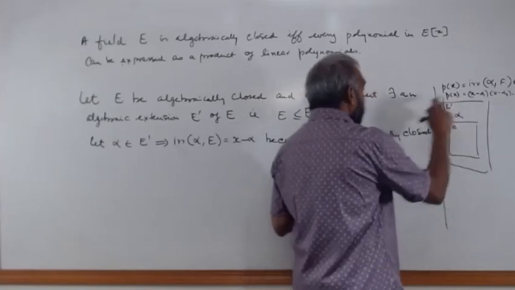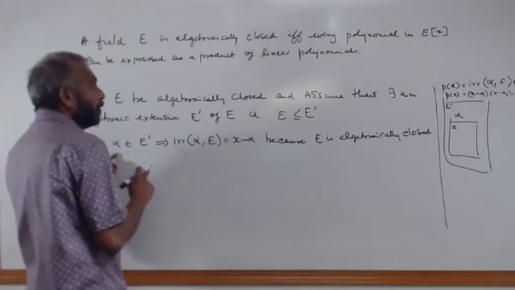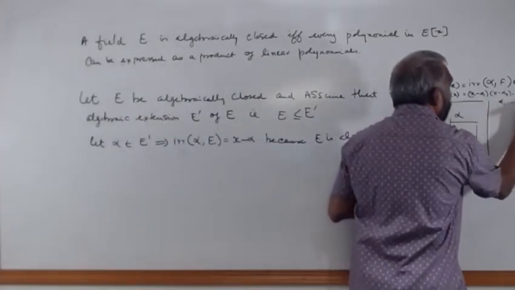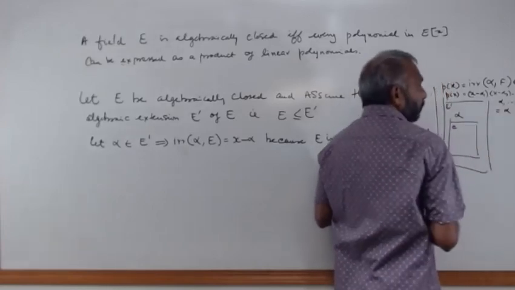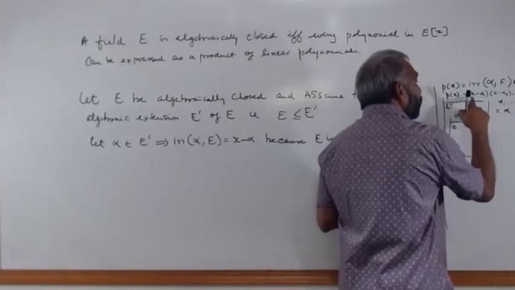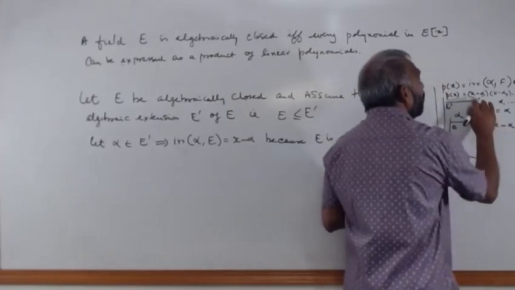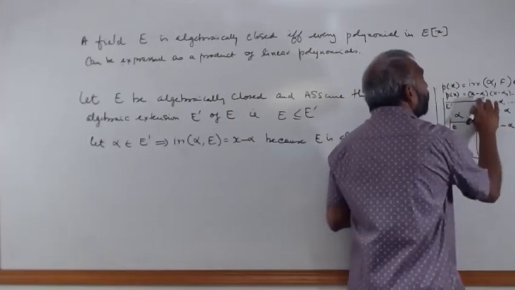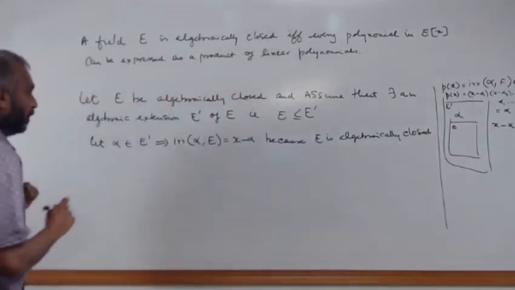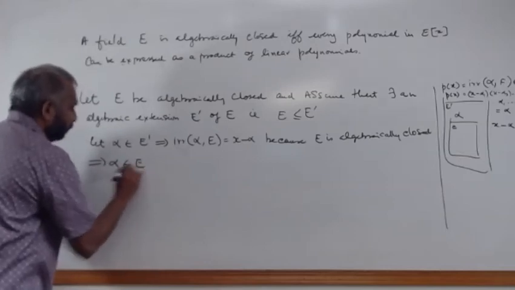But alpha is a 0 of P of x. So that means one of these alphas will be alpha: alpha 1, alpha 2, alpha 3, alpha n. One of those will be alpha. So in fact, that irreducible polynomial will be x minus alpha, because it cannot be a degree more than 1, because it is algebraically closed. And what does that mean? This implies alpha belongs to E.